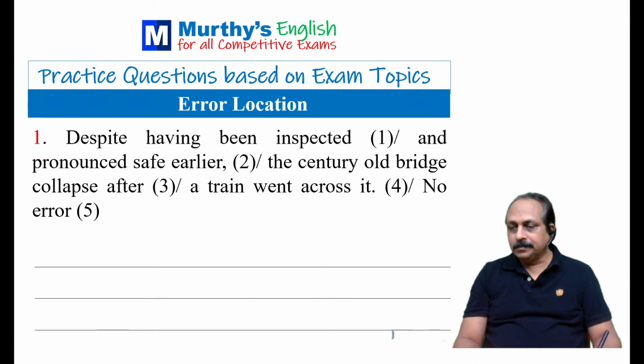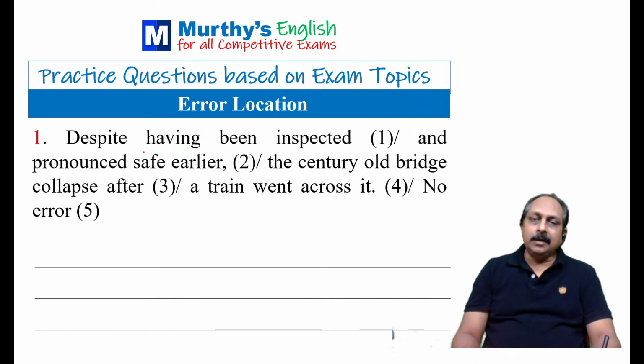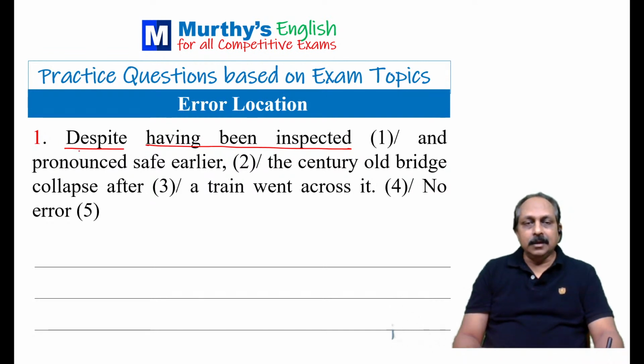Question number 1. Doubtful, dubious. Yes, Vasu, you're right. Collapsed. An easy one, Shalini has already answered. One student answers, I will give the answer. Despite having been inspected, it is in passive voice, having been inspected. Despite, you should think of the wrong combination. Despite of, not correct. Despite never takes the preposition of. In spite of and despite. Having been inspected, someone has inspected, and pronounced the safe earlier.